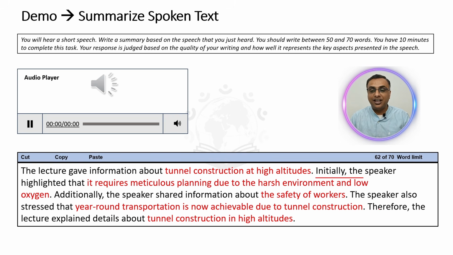In the end, I've written, therefore, the lecture explained details about tunnel construction in high altitudes. It is approximately 62 words that I have written down for the summarize spoken text question. You also can come up with a similar response in your exam.